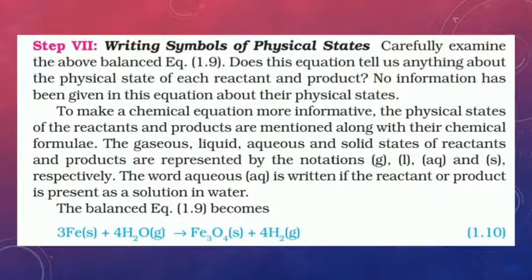In the final step, we have to write the symbols of the physical states. Carefully examine the above chemical equation. Does this equation tell us anything about the physical state of the reactants and the products? No information has been given in this equation about their physical states. To make a chemical equation more informative, the physical states of the reactants and products are mentioned along with their chemical formula. The gaseous, liquid, aqueous or solid states of the reactants or products are represented by the notations g, l, aq and s respectively.